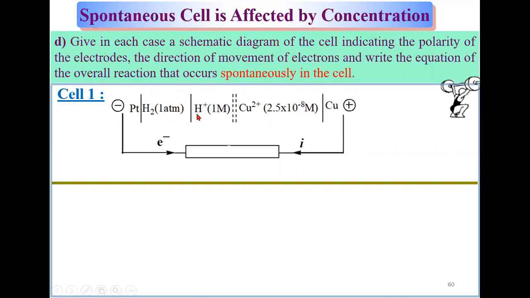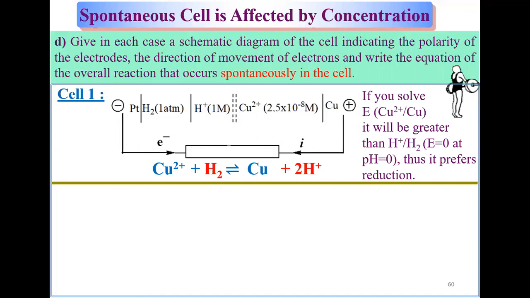There's solid lines in there. The salt bridge is a double line. Copper 2 plus is an ion, so you have to have its concentration there, and then a line, and then the copper solid is at the end. Positive, negative for the two poles, and the electron flows as shown, and you have a voltmeter right in the middle there. This is my spontaneous cell in the first case.